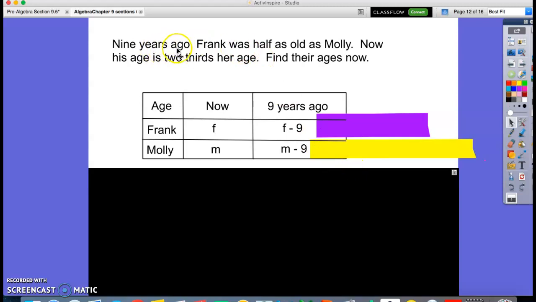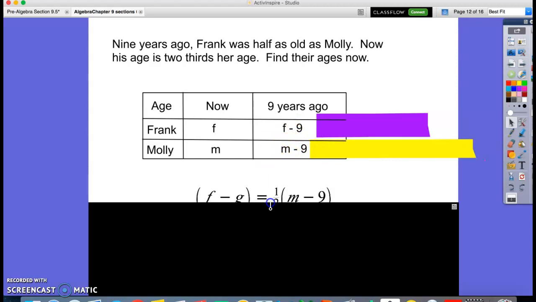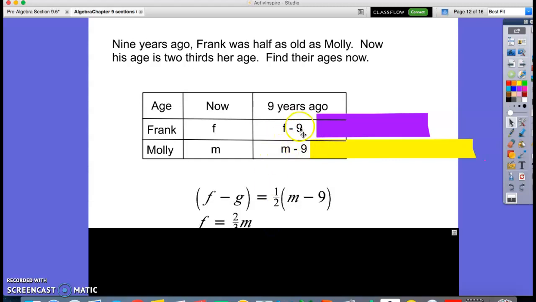Now how do I write the equation? It says 9 years ago Frank was half as old as Molly. So this is his age 9 years ago, which is equal to half of Molly's age 9 years ago, half of M minus 9. So Frank's age is F minus 9 equals half of M minus 9, half of Molly's age at that time.